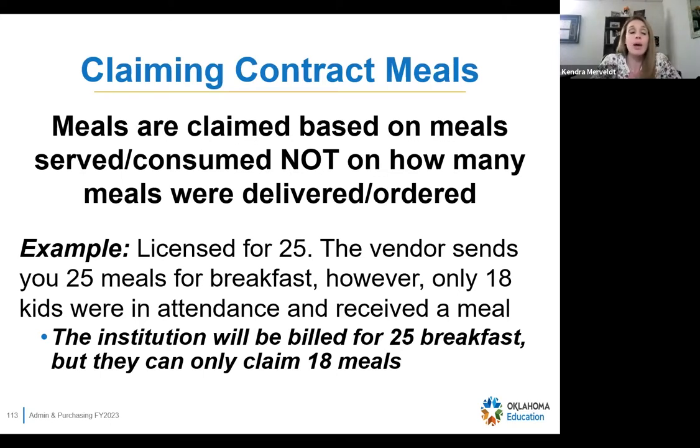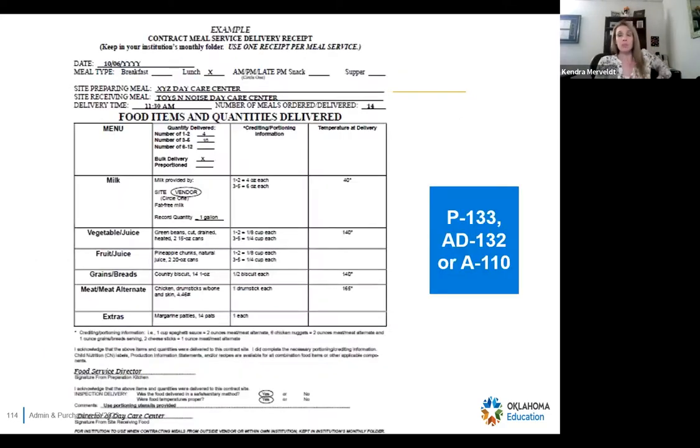But then they say, hey, by 9 o'clock, call us and let us know how many kids you have, and then we'll send over that many meals. So for breakfast, since they always send over 25 breakfasts, they're always going to charge you for 25. But you can only claim 18 because that's how many kids actually received a meal. It can only be by kids that actually received a meal, not by the number of meals given to you. So just make sure of that, because you can't claim more than the kids in attendance. If you served 25 meals and you only had 18 in attendance, you can't do that.